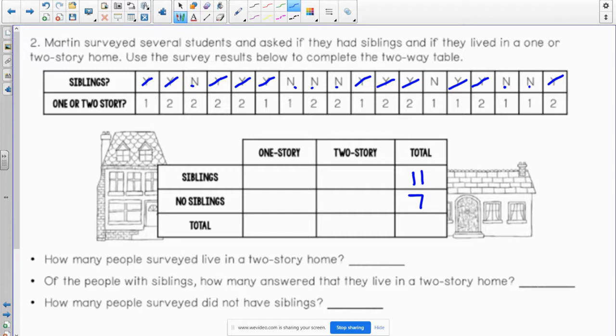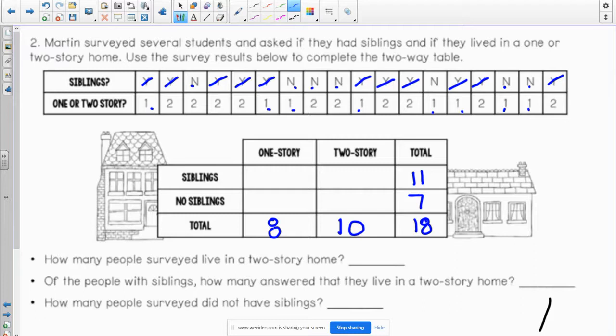Okay, how many live in a 1-story? We'll do the total here. 1, 2, 3, 4, 5, 6, 7, 8. So 8 total people live in a 1-story. 2-story, 1, 2, 3, 4, 5, 6, 7, 8, 9, 10. So 10. Now, we're going to check if this is right. So we have 11 plus 7 is 18 people answered the question about sibling or no sibling. And then 8 plus 10 is also 18. So that is an awesome sign that we have our numbers right.